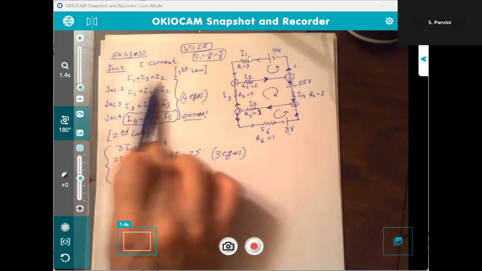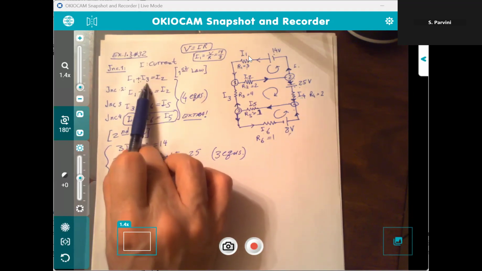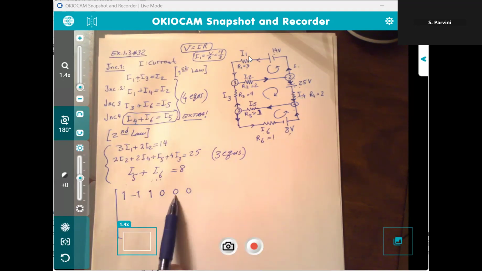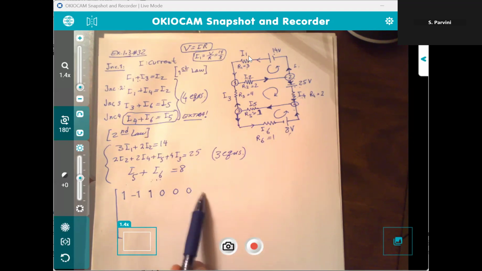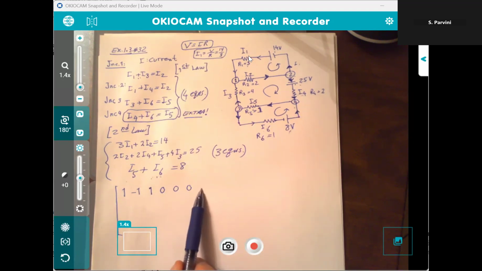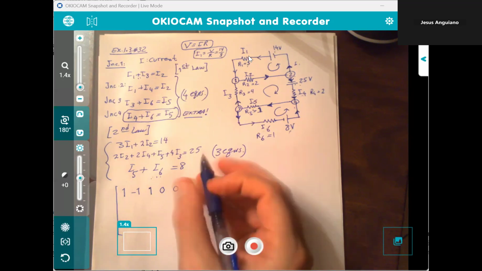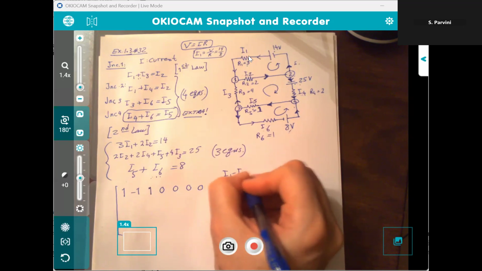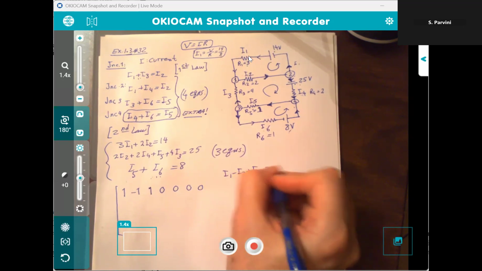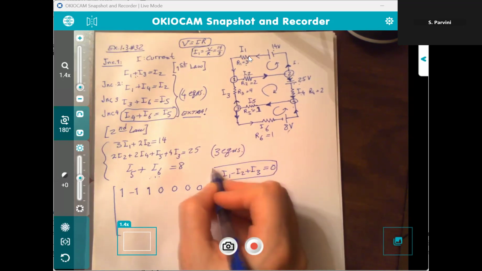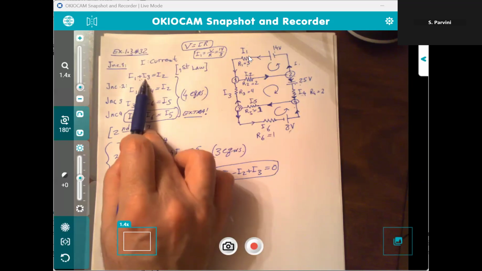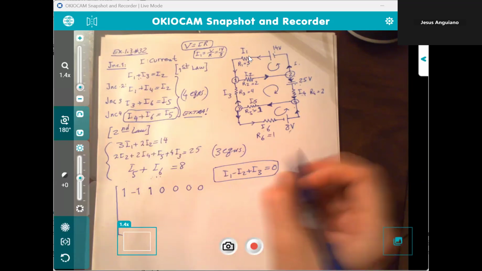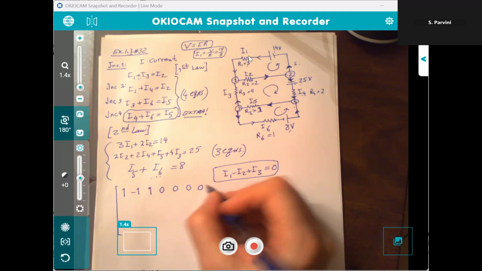Because this first equation does not have 4, 5, 6. So these are the coefficients on I4, 5, 6. And what do I have at the end here? 0. And here's the reason, folks. I1 minus I2 plus I3 is 0, isn't it? Isn't that what this equation reads? Indeed. So you see that 0? That's this zero that you see here.